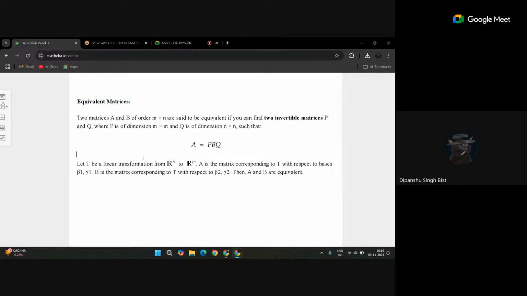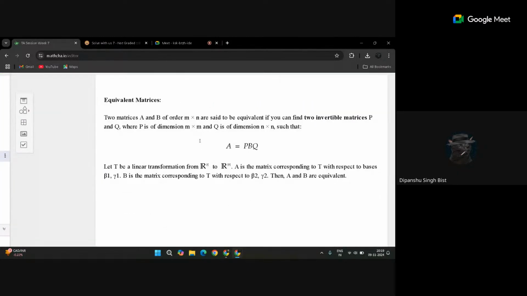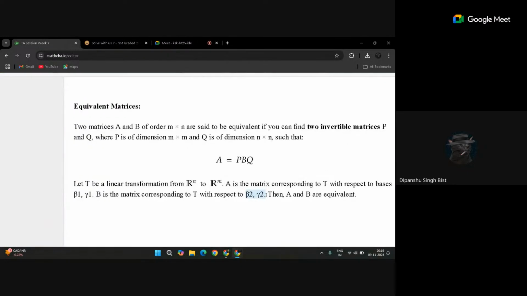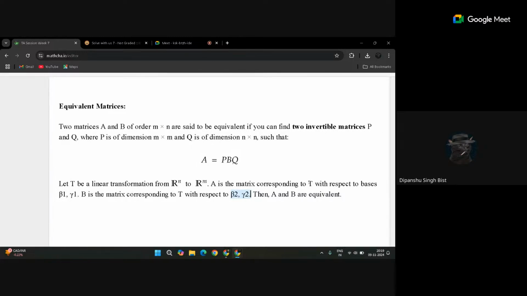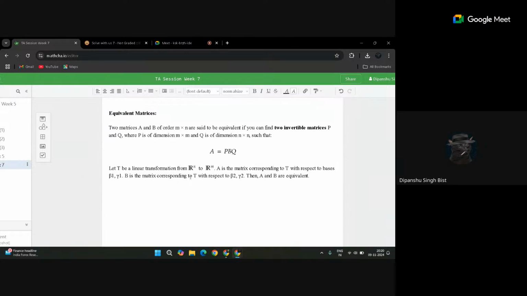So this equivalent matrices, the entire idea stands on this idea of change of basis, right? You had something defined on a particular basis beta 1 and gamma 1, and then you are saying that the same thing, if it is defined with respect to another basis beta 2 and gamma 2, what would it look like, right? So if you have a transformation matrix which is defined on the basis of vectors beta 1 and gamma 1, and you are defining the same transformation matrix, but this time with respect to beta 2 and gamma 2, then both the matrices would be considered equivalent to each other. That is the understanding of equivalent matrices.